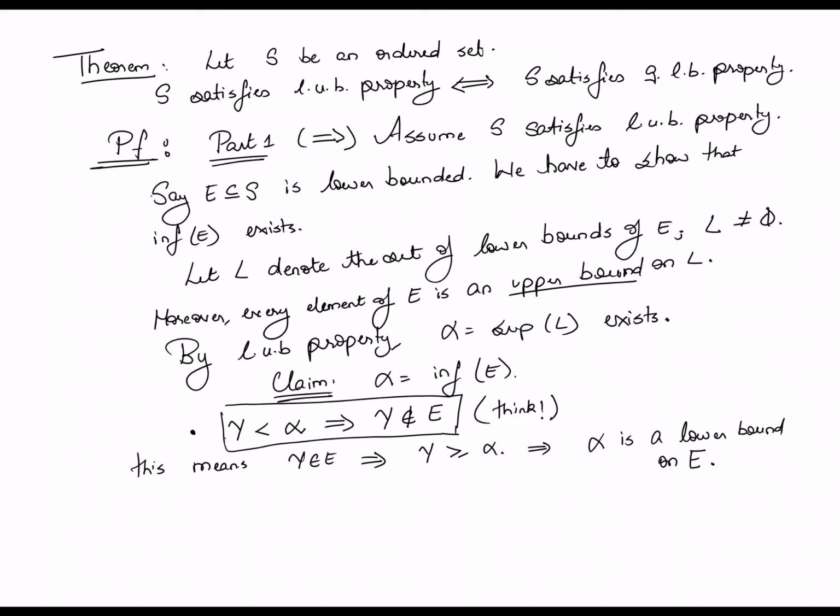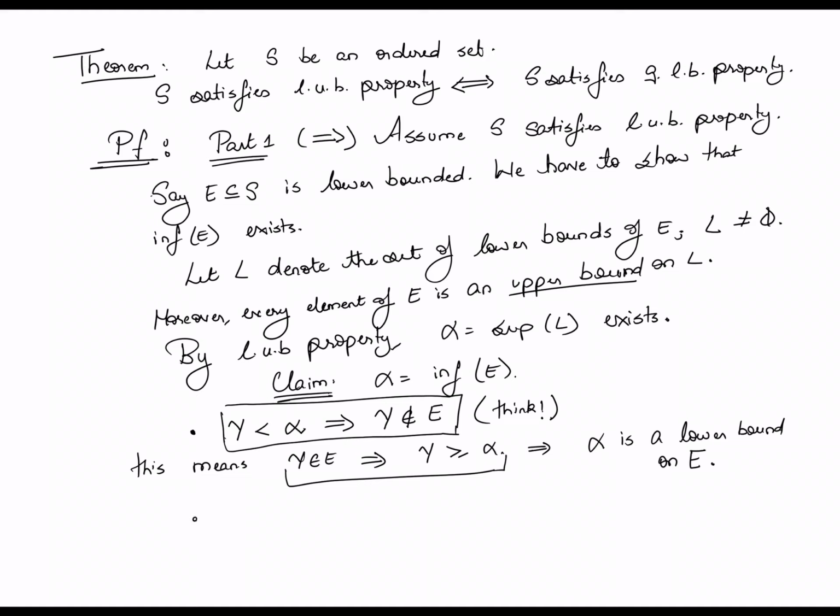Okay, so this is what you have to argue: that if gamma is less than alpha, then gamma does not belong to E, which implies in turn the following statement, that gamma belonging to E implies that alpha is less than or equal to gamma, so therefore alpha is a valid lower bound on E.